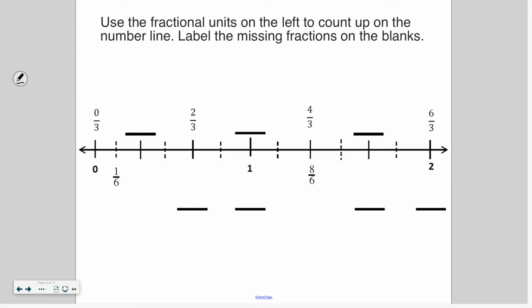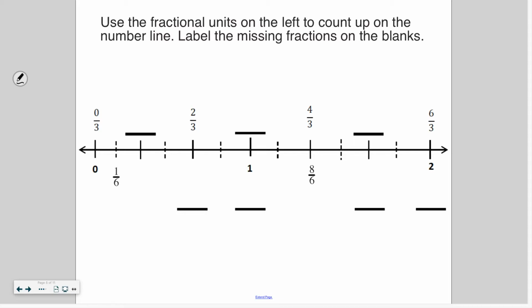These dark marks are my thirds. And in between each mark, I have these dotted lines or dashed marks that represent the sixths, because sixths are half the size of thirds. They're a little bit smaller, right? So that's why they're in between each third.